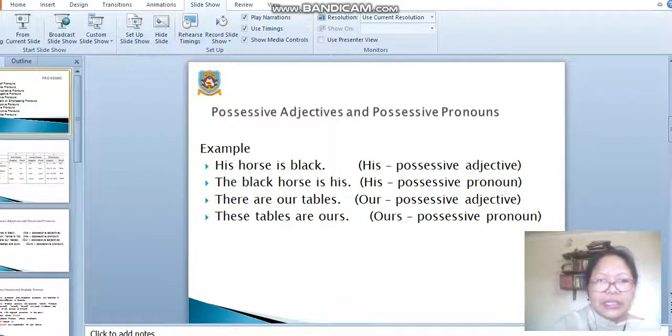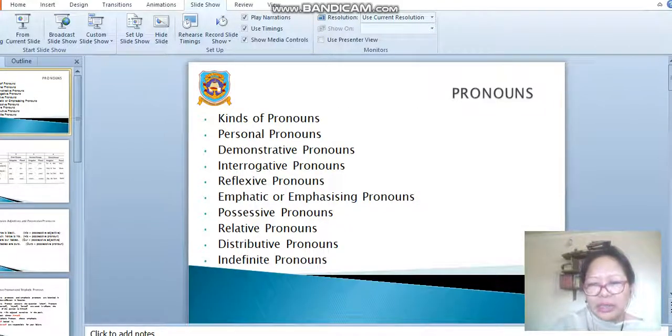In today's class we will do a little revision of pronouns. I will tell you all we have covered, and I will cover 3 more kinds of pronoun. In the previous class we have covered personal pronouns, demonstrative pronouns, interrogative pronouns, reflexive pronouns, emphatic or emphasizing pronouns, and possessive pronouns. Today I am going to explain relative pronouns and distributive and indefinite pronouns.